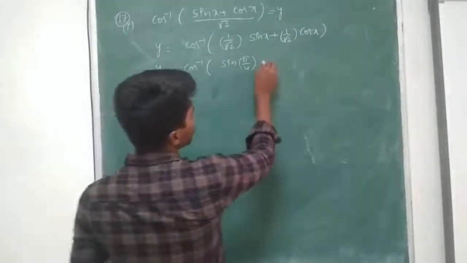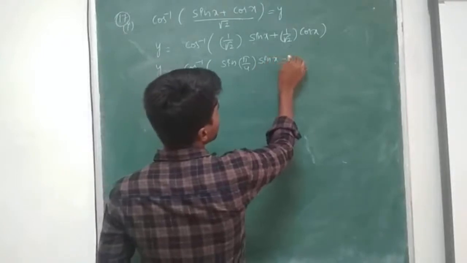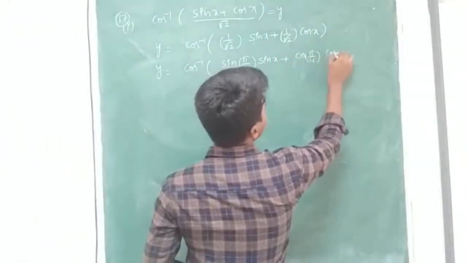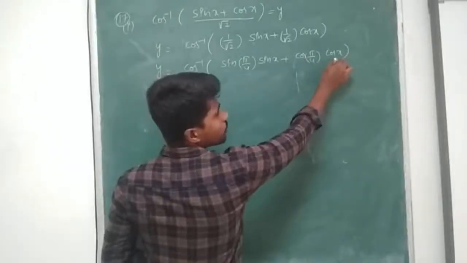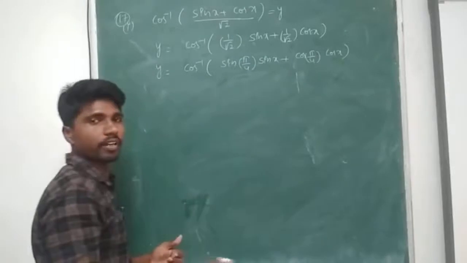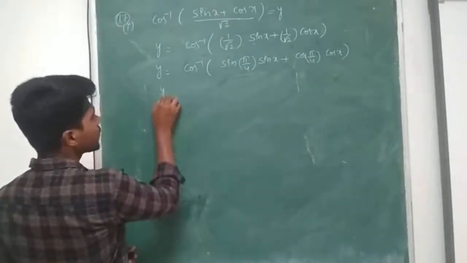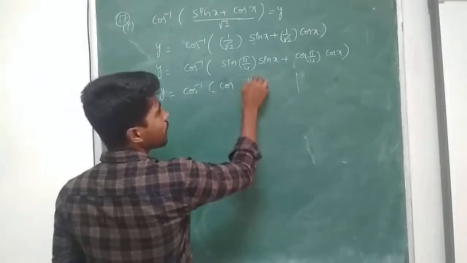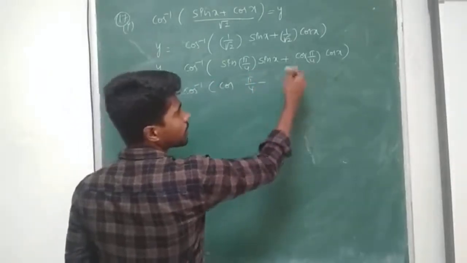Sin pi by 4 into sin x plus cos pi by 4 into cos x. Cos a cos b plus sin a sin b can be written as cos of a minus b. So I am writing it as y is equal to cos inverse of cos of (a is pi by 4, so pi by 4 minus b, which is x).